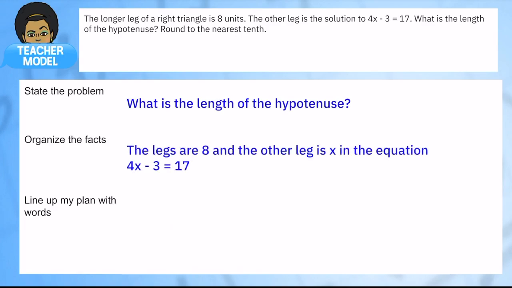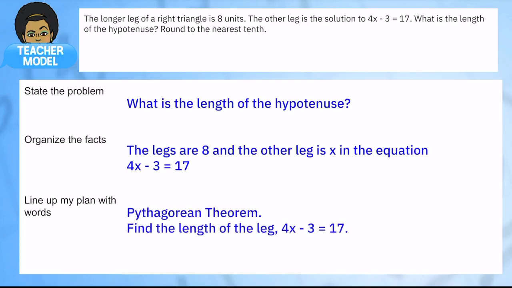We know that one of the legs is 8, and the other leg is whatever x is in that equation, so we have to solve for x. So we know our plan. We're going to use our Pythagorean theorem. We're also going to have to solve that equation and figure out what x is. Once we have that, we'll be able to substitute for a and b, which will allow us to solve for c. So there's our plan. Hit pause so you can jot this down into your notes.